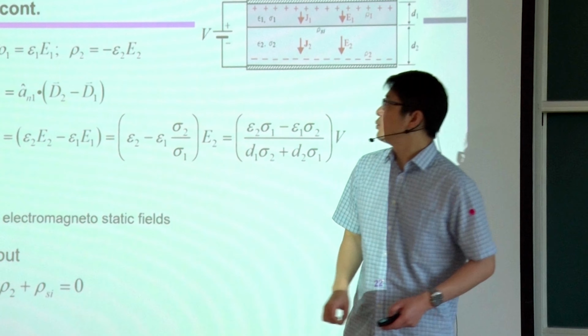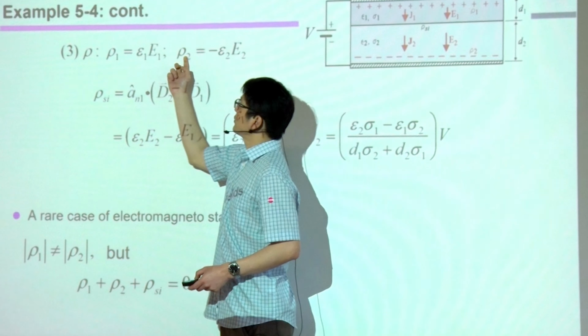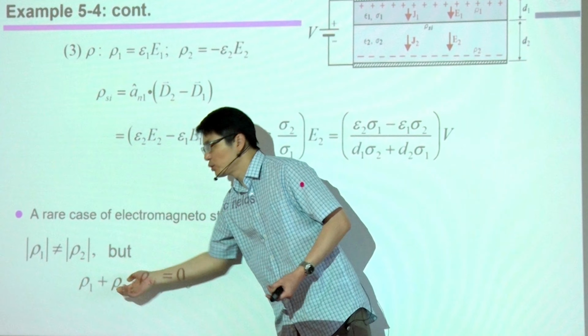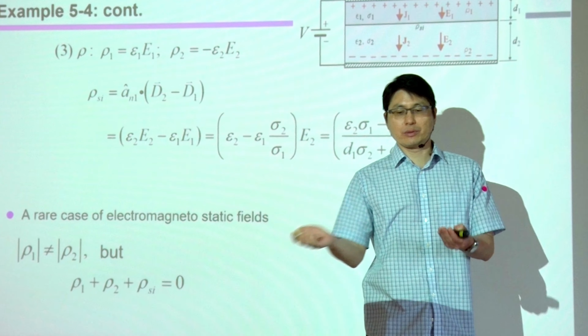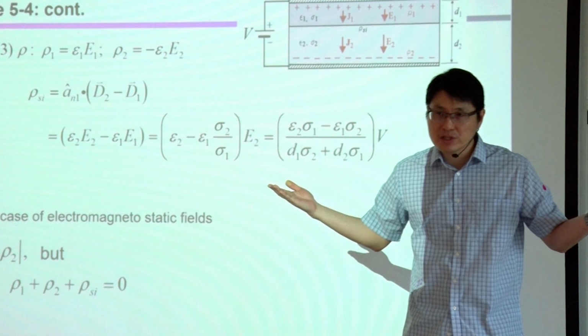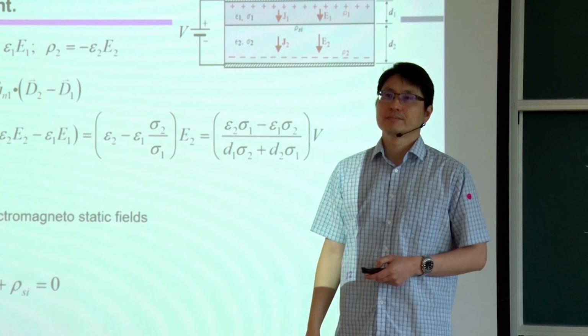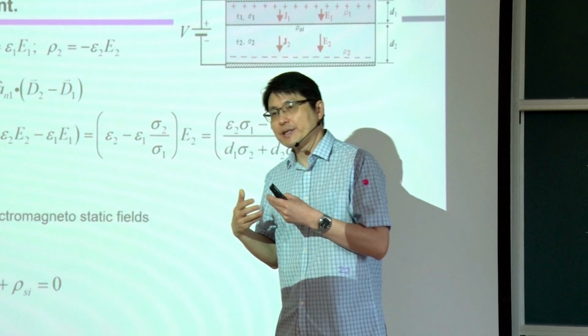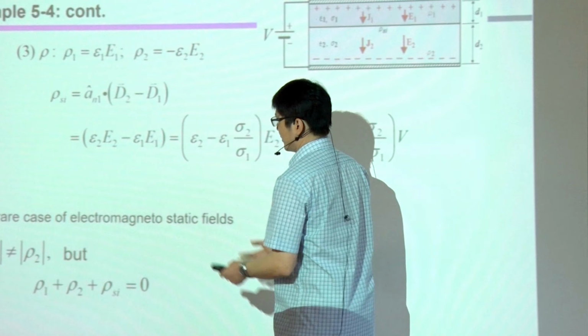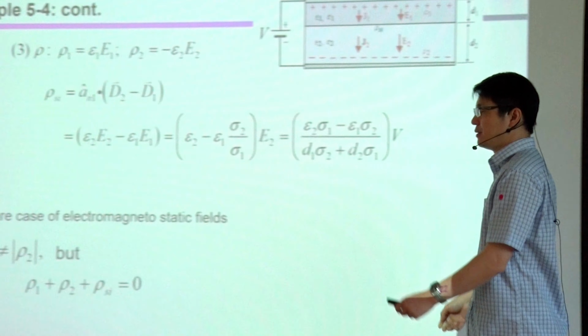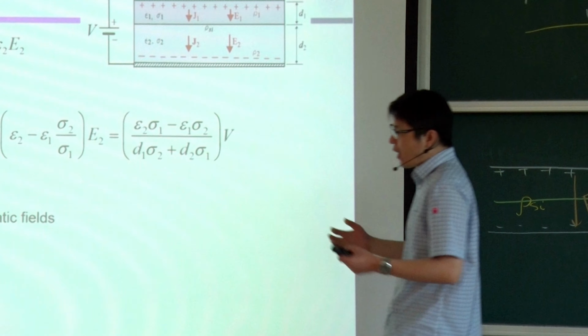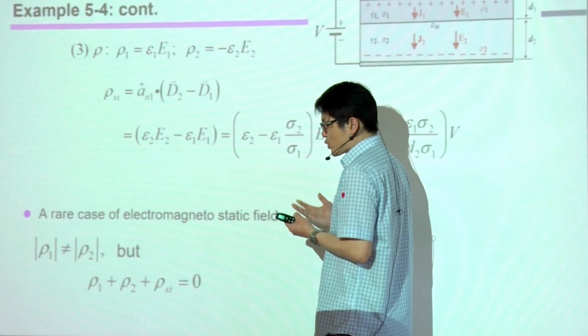So once you can quickly formulate rho 1 and rho 2, take rho 1 plus rho 2 with a negative sign, and that is your internal surface charge density. And there is a deeper implication. What does that mean? Why does charge neutrality have to be maintained?